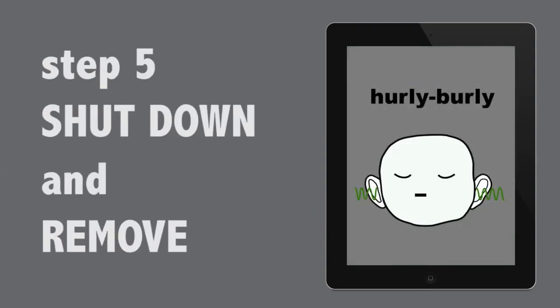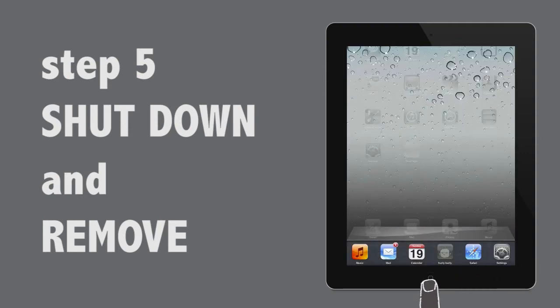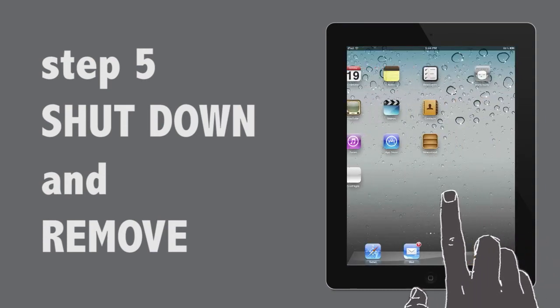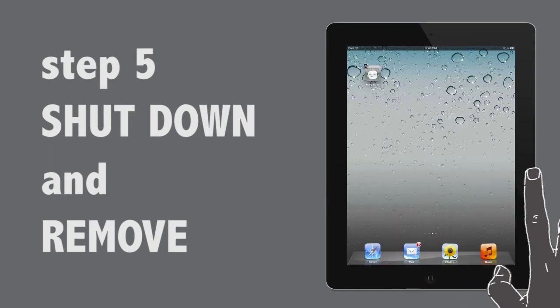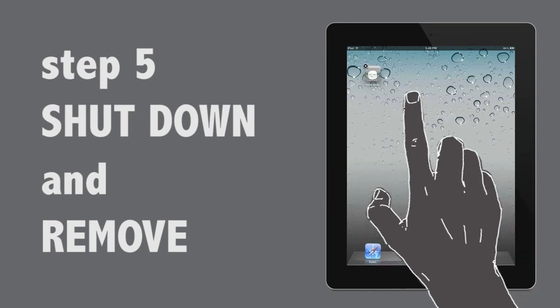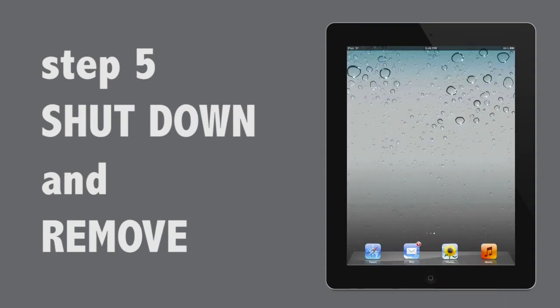Step 5. Shut down and remove. To shut down the application, double-click on the home button and remove the app from the multitasking bar. After the test is complete, you may remove the application from the device by keeping your finger on the app icon and clicking on the X on the top left corner.